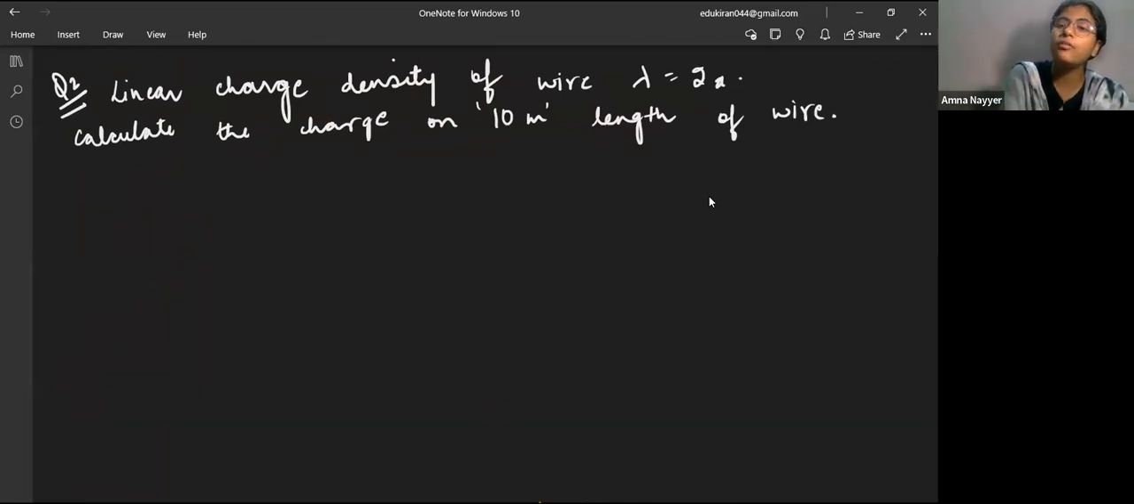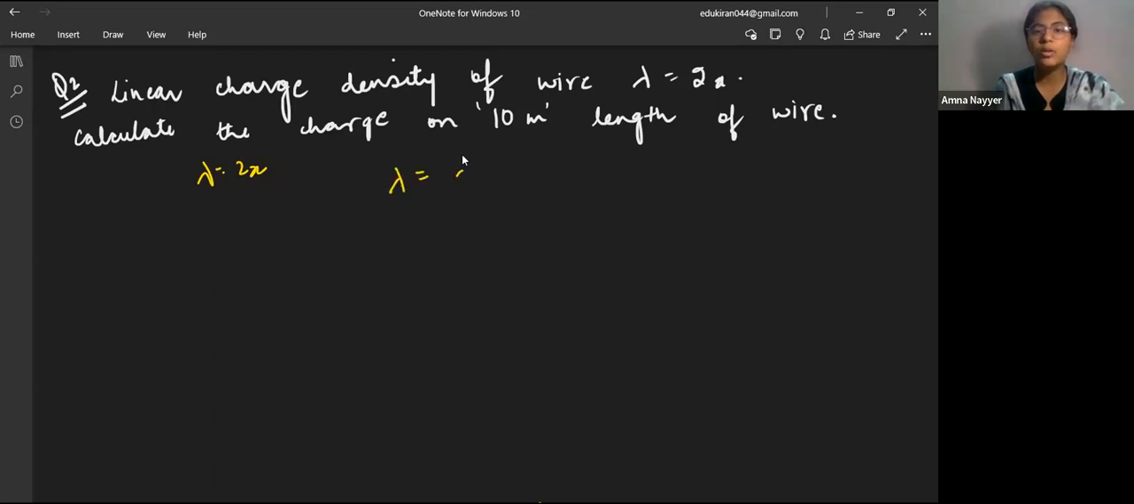So linear charge density of wire lambda is given as 2x. What I have told you, lambda is equal to dq over dx. I think x is written, so it's better we prefer x. This is length only. But we have to find out charge in this case. Had charge been given, we would have differentiated and we would have got lambda. But in this case, charge is missing. So we'll integrate it. Differentiation and integration, they are inverse operations, no? So if we had to solve it through differentiation, the other term we'll get through integration.